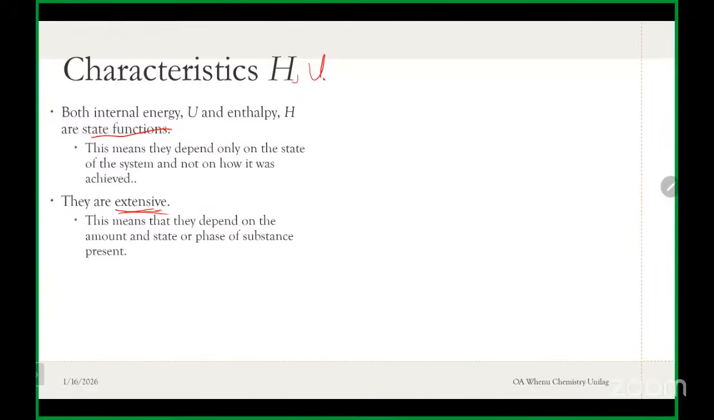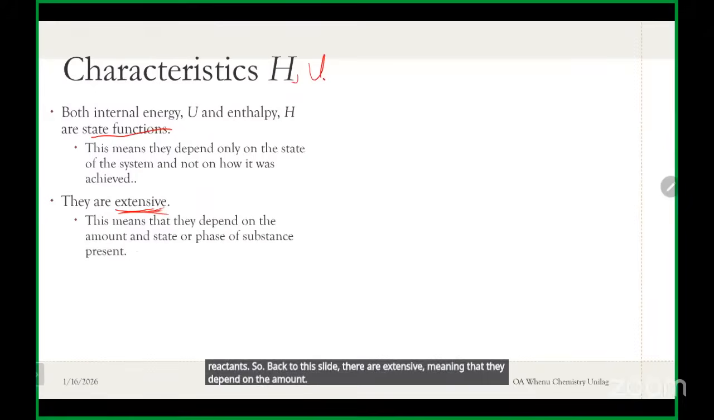Somebody asked, why are we adding the heat to the product? Because it's an exothermic reaction. If it's an endothermic reaction, the heat will be added to the reactant. So back to this slide, they are extensive, meaning that they depend on the amount and state of phase of a substance.